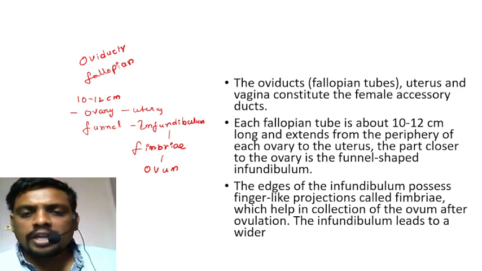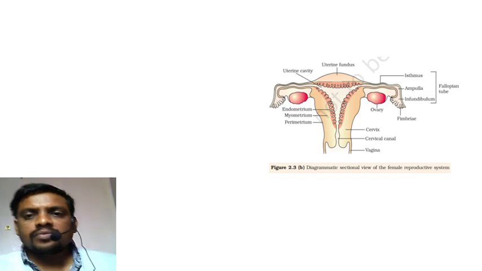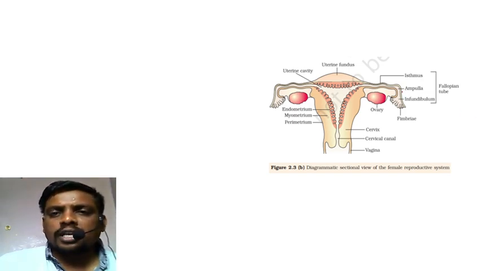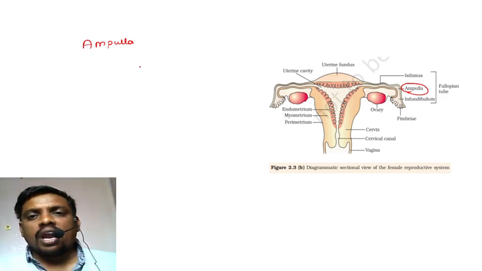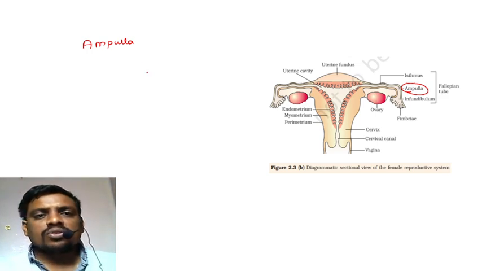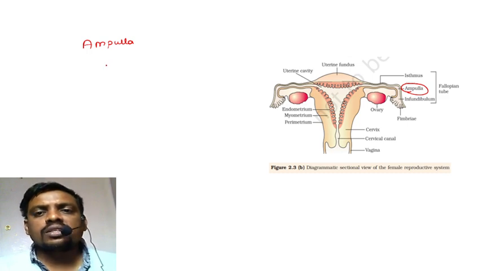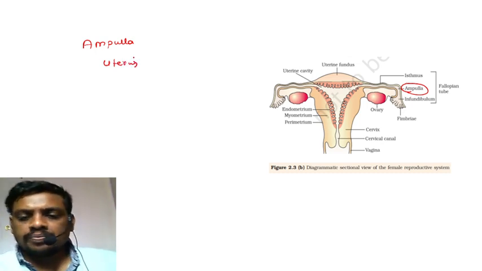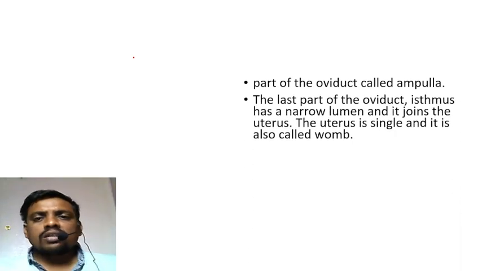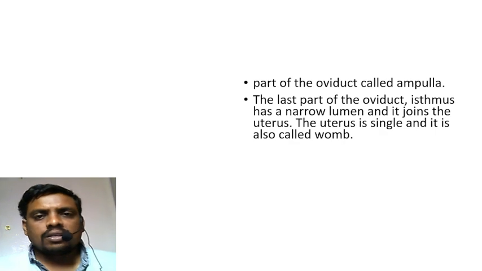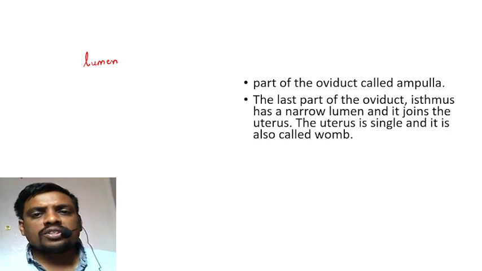Infundibulum leads to a wider part of the fallopian tube. Here in the diagram you can see that it is called the ampulla. Ampulla leads to the isthmus. Isthmus is a structure that connects with the uterus. The last part of the oviduct, the isthmus, has a narrow lumen, and it is joined with the uterus.